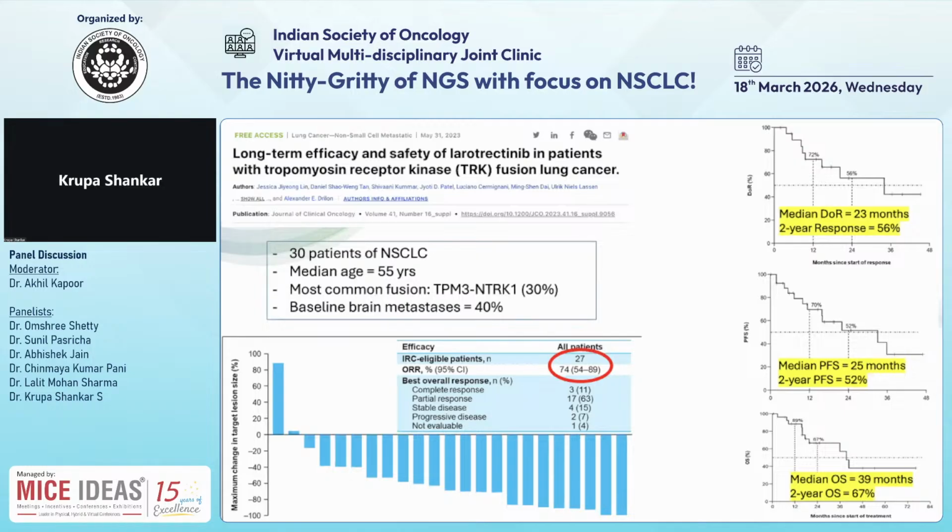And then again, the other issue is having a driver mutation positive as well as a high PD-L1, MSI or TMB. See, for example, if you have EGFR exon 21 L858R, we know the incidence of co-mutations there is also higher.